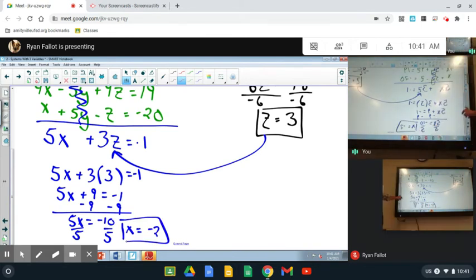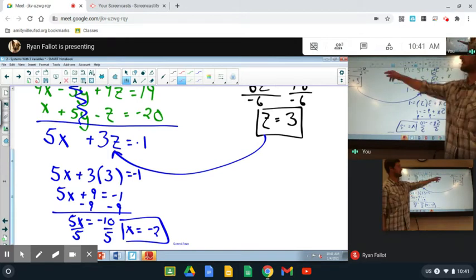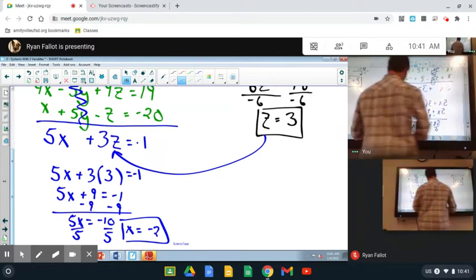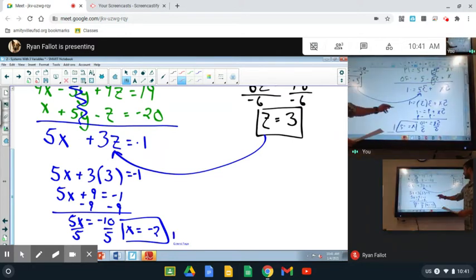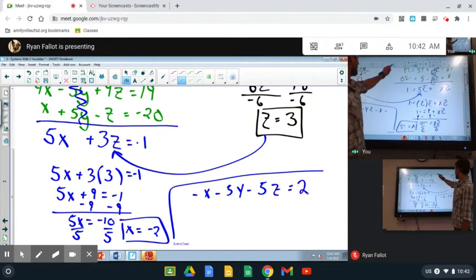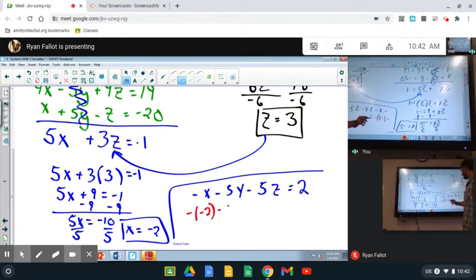So we got to go all the way back to one of our original equations and plug in x equals negative 2, z equals 3, and use that to find out what our y value is. So take any of the original equations. It doesn't matter which one. I'm going to pick the first one. Negative x minus 5y minus 5z is equal to 2. We know that x is equal to negative 2. Minus 5y, we still don't know. Minus 5 times 3 is equal to 2.